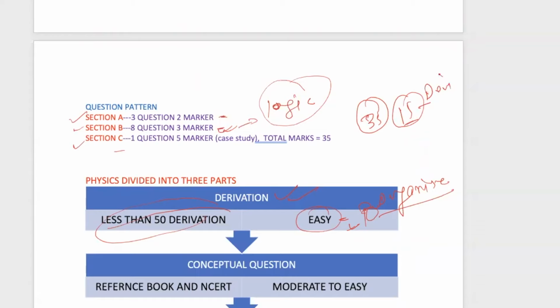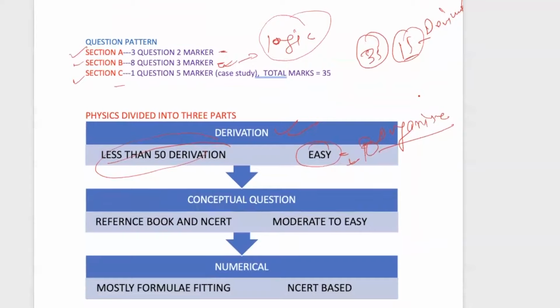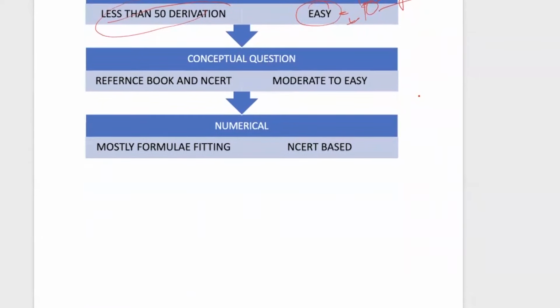So around 40 to 45% of questions are coming from the derivation section. Then there is the conceptual section. Conceptual sections involve logic-based questions and formula-based questions, where some questions are given in statement form and then you have to answer in your own language through your formula or anything.